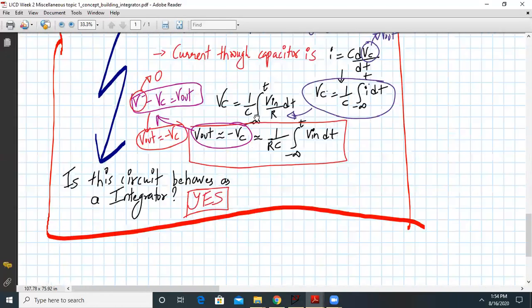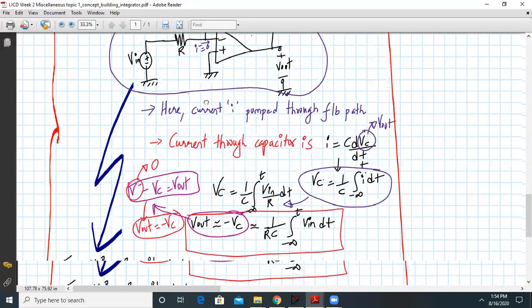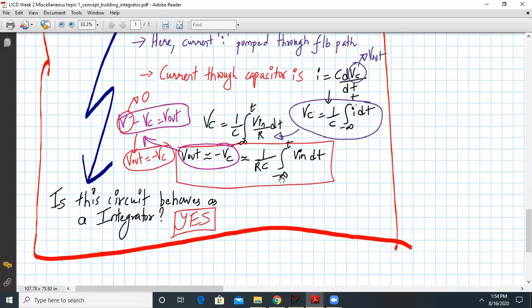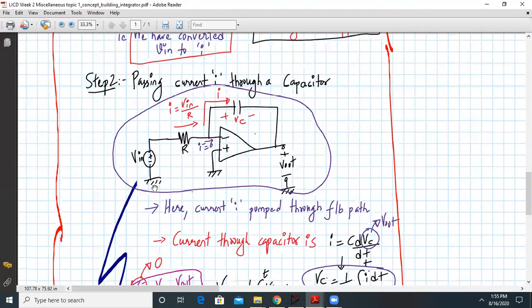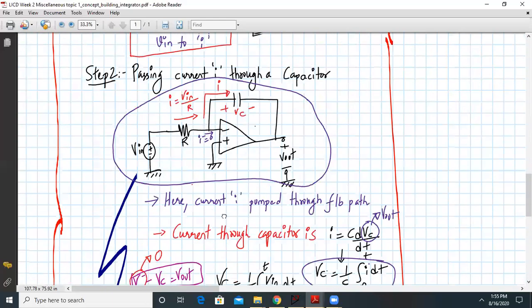So is this circuit behaving well as an integrator? Yes, because if we consider this constant, we have got V out proportional to the integral of V in dt, and that's what the integrator will do. So indeed this circuit which we have built is working as an integrator.